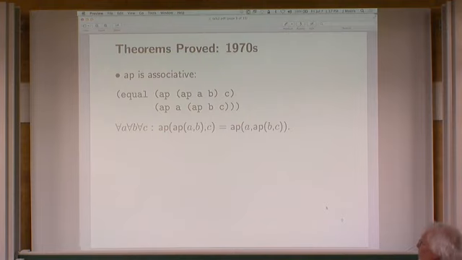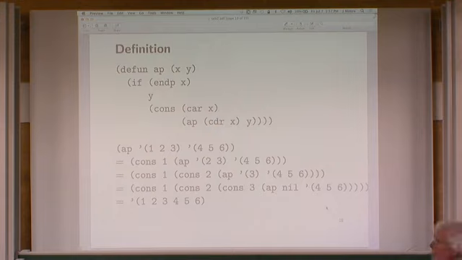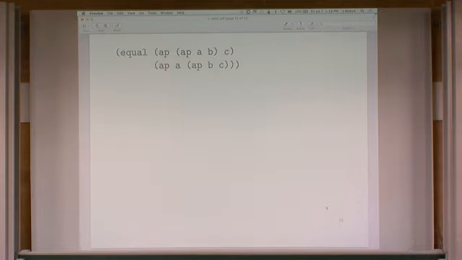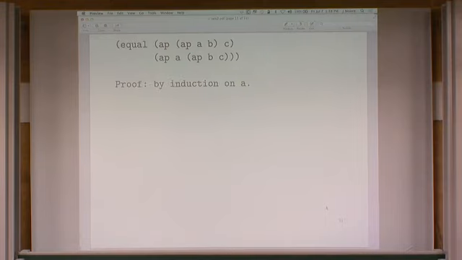So the very first theorem we proved in the 70s was the associativity of append, which is stated that way in Lisp. And the definition of append is recursive. If x is empty, return y, and otherwise construct a new list whose first element is the first element of x and whose remaining elements are those of appending the cdr of x to y. I'm sure you know this, so I won't say more, but then you're confronted with this theorem. And I'll show you how the theorem prover goes about it.